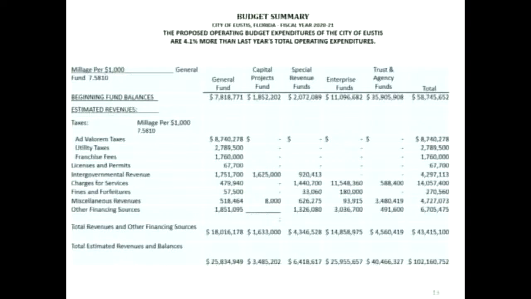Gotcha. Okay. So the enterprise funds are your water and sewer. Trust and agency funds, those are those pension funds and those other trust funds that we had. And the capital projects is the capital project funds that we have from the sales tax. So as you can see, we have $58 million in fund balances coming in, new revenues, $43 million in expenses. So all funds in the city, we are a $102 million operation in terms of cash assets that we have. So we're no small potatoes in terms of what we have to manage and operate in terms of the city.